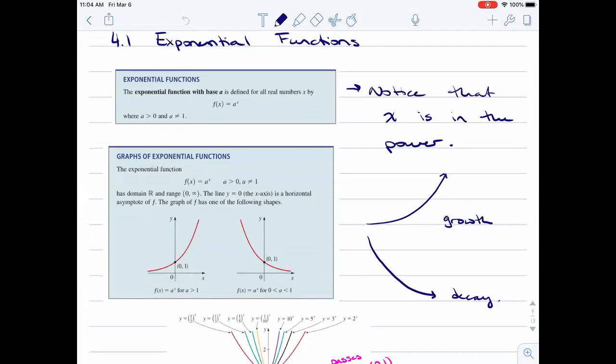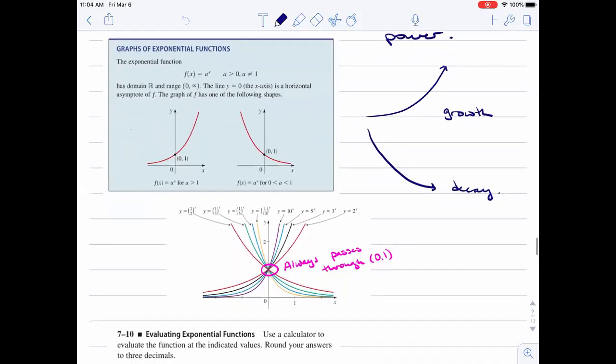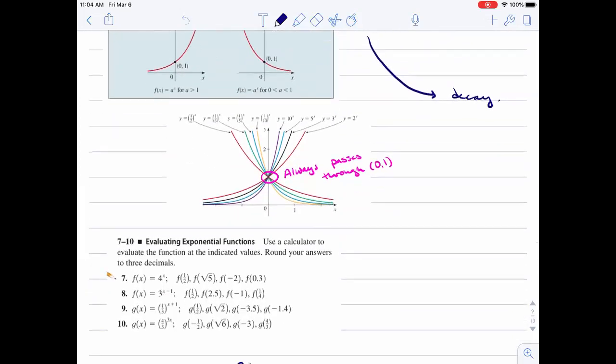But so last day we started talking about exponential functions, and an exponential function is just anything a to the power of x, right? Where a is the base and x is the power. And we talked about, you know, what do these things look like, right? We could have growth or we could have decay. And as a fact, we said that no matter what the base is, it's always going to pass through (0, 1), right? So when x is 0, the value is always going to be 1.